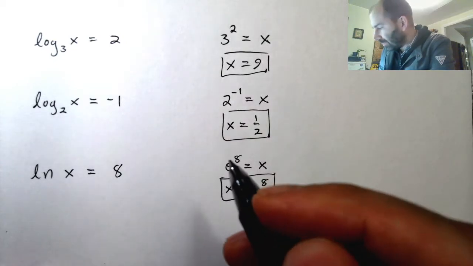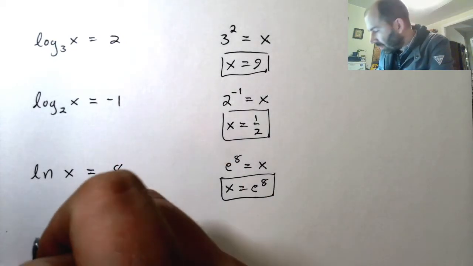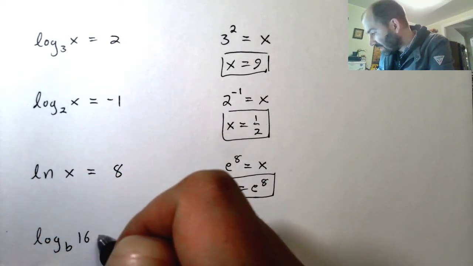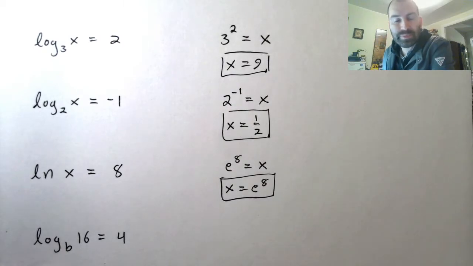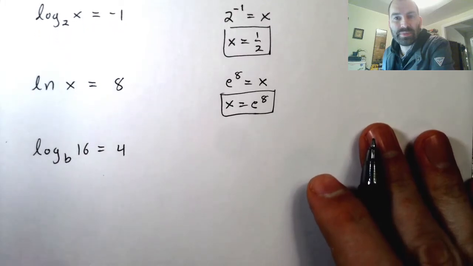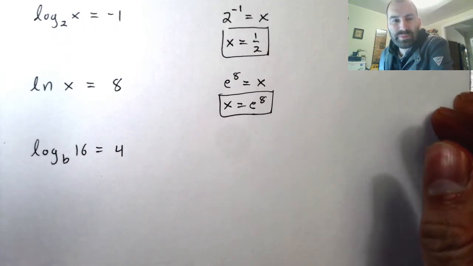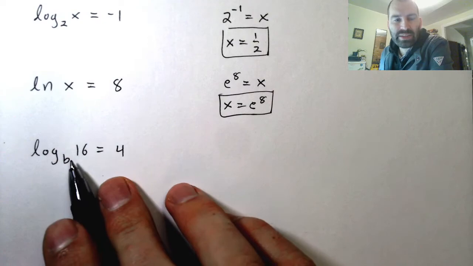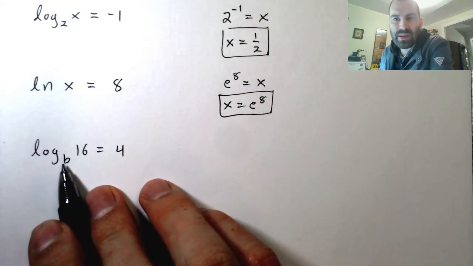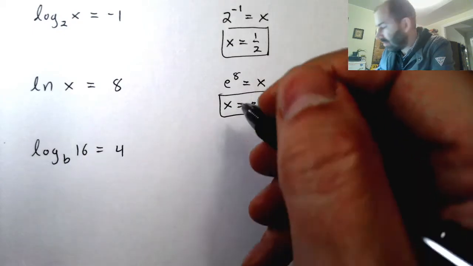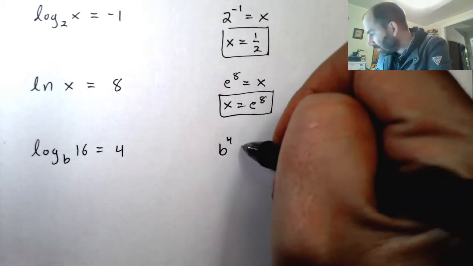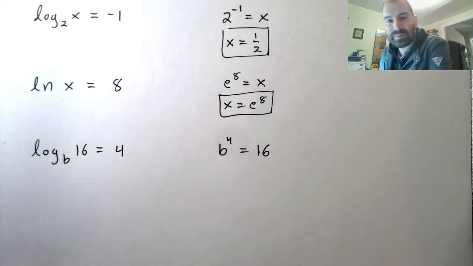Okay, what if we do this one? Log base b of 16 equals 4. And I'm solving for b. I want to know what b is. Okay, so b is the base, right? So remember what this means. 4 is the exponent on b that gives 16.